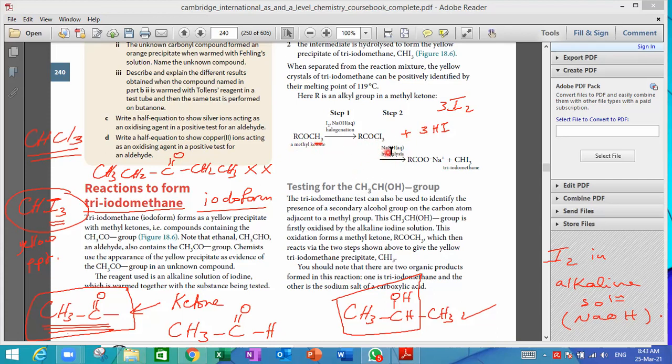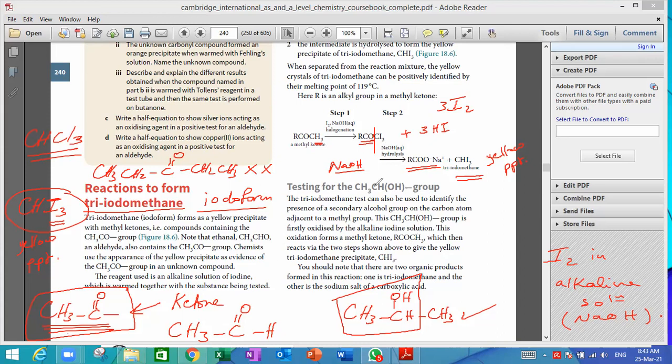Then there is a further step, step 2, where the aqueous sodium hydroxide hydrolyzes this compound between the C=O and the CI3, producing CHI3, the triiodomethane or iodoform, which is a yellow precipitate. And the rest of the molecule forms a carboxylate ion or carboxylate salt, because we are using sodium hydroxide. That's why when it is hydrolyzed, it produces RCOONa, the sodium salt of the carboxylic acid.